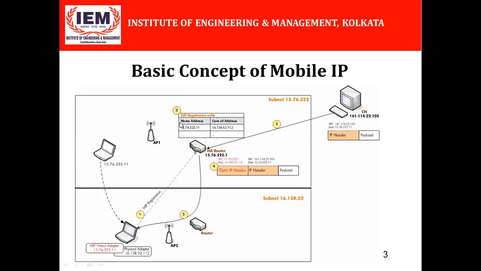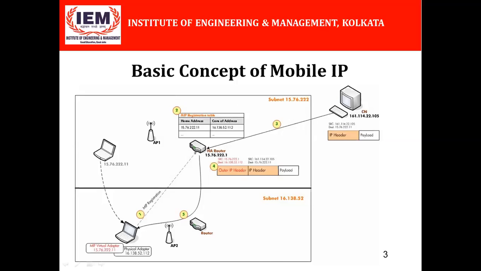From this table, it is very easy to find the actual or present address of this particular home node, which has now moved to the foreign network. That's why this is a mobile node. And when this information has been registered, that is the second step. After that, the third step is the information receiving from the corresponding node to this home agent or home router.